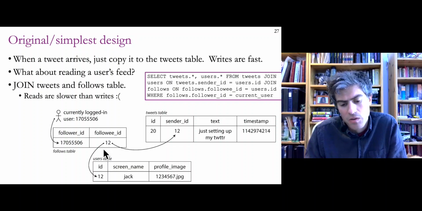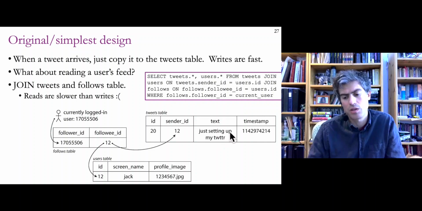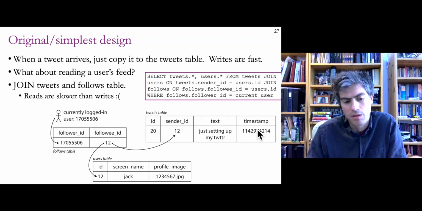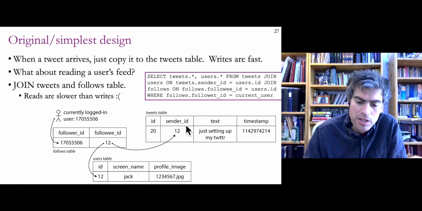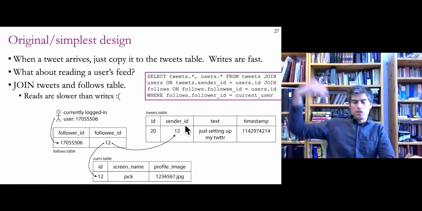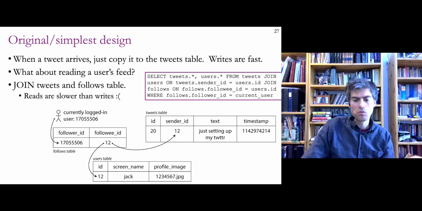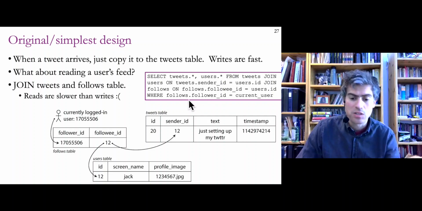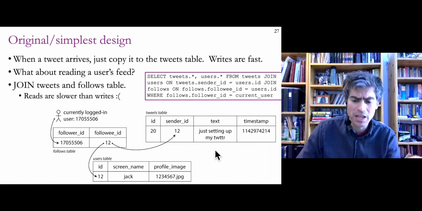For each of those followees, you have to go in and find the tweets that match. And then you sort them according to timestamp to get the feed, right? So the read operation is pretty complicated. Checking your feed is slow, but writes are fast. When you do a tweet, it's really easy to handle. All you have to do is add one row to this tweets table.